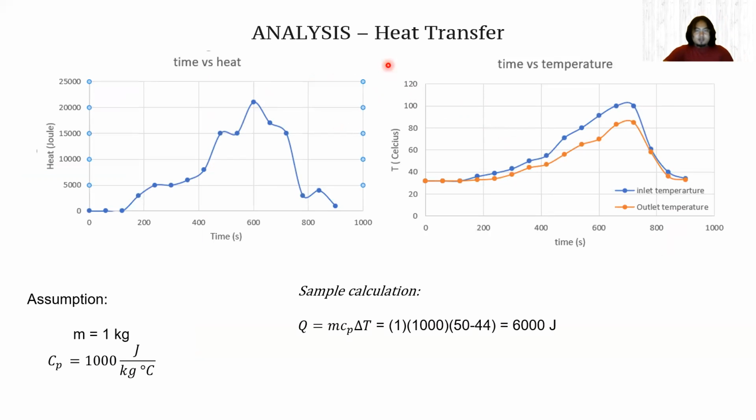And from the heat transfer analysis, if we grab the data, it will produce like this. The heat is maximum when the temp is about 600, and this is the comparison of the inlet temperature and outlet temperature. This is the outlet temperature.